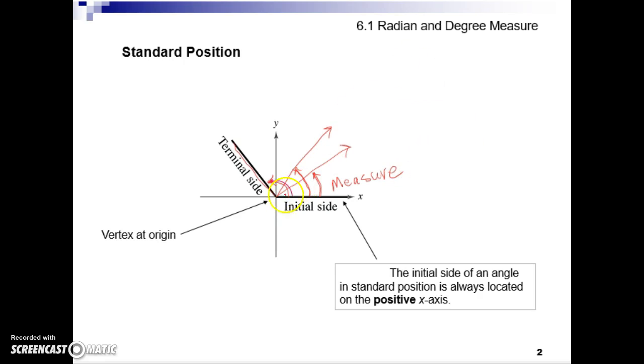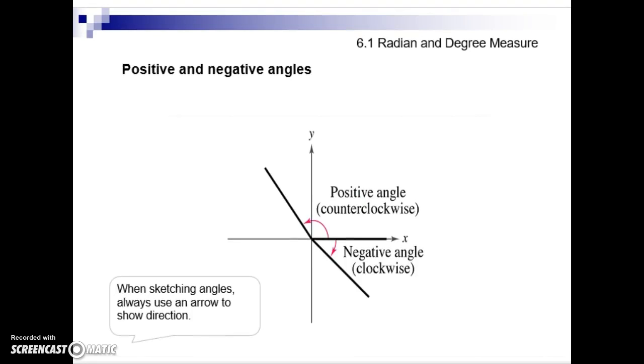And you remember from geometry, we have acute angles, we have obtuse angles, we can have a straight angle if it was laying here all the way across the x-axis. That would be the measure there, 180 degrees. So the initial side of the angle in standard position is always located on the positive x-axis with a vertex at the origin.